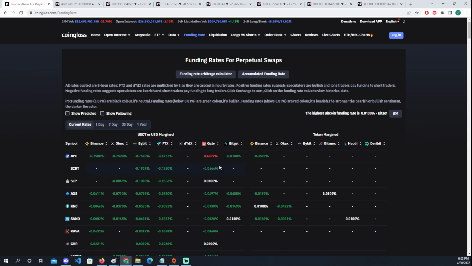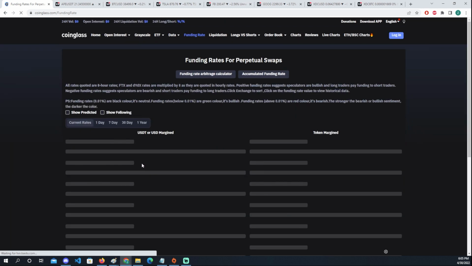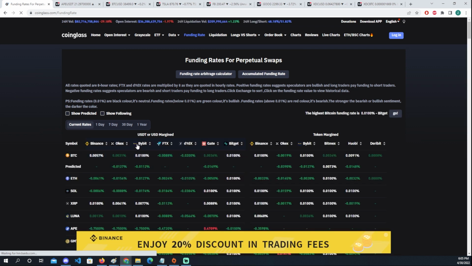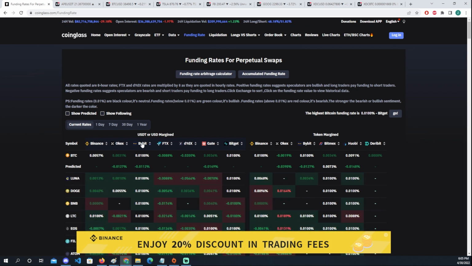The funding rate for APE has gone down. I think it used to be very high on gate.io, but I think it's gone down a little bit. But on Bybit you can still get 0.75%, and the next predicted one is also at 0.75%, if I'm not mistaken. Let's double check this and see if that's still the case, if there is still funding to earn for you guys.